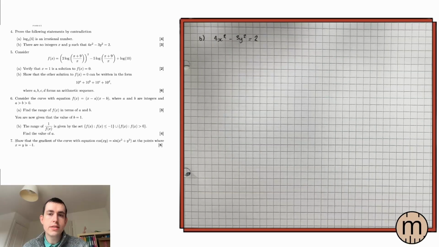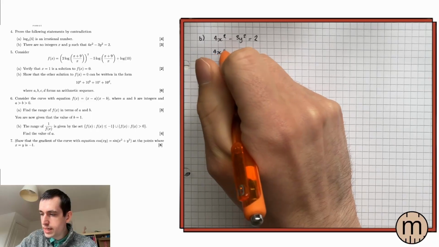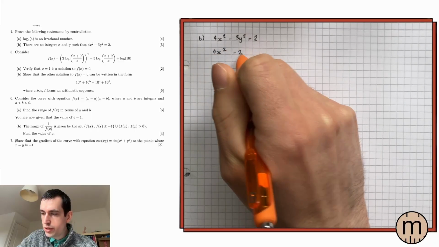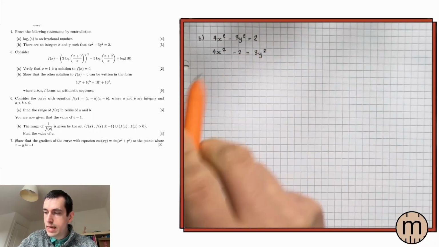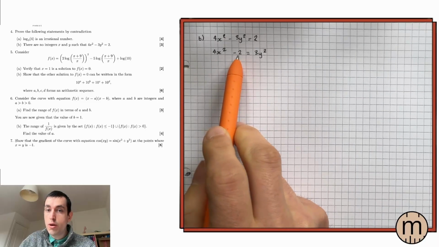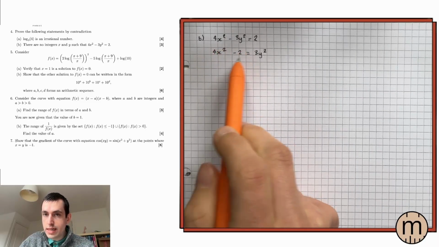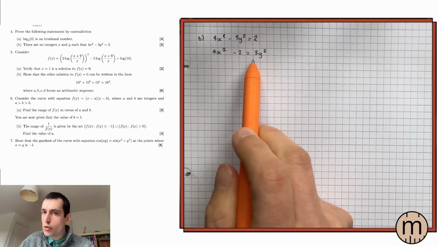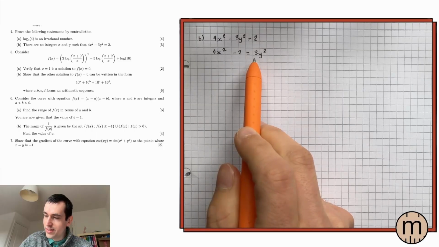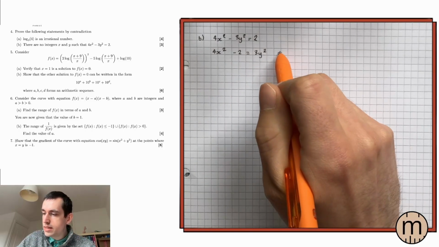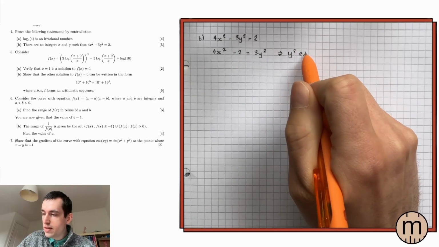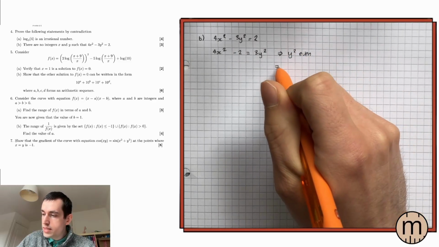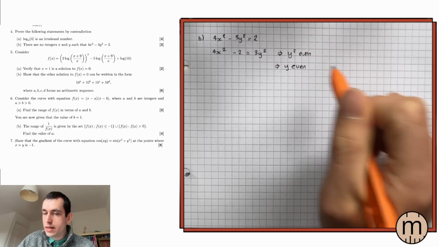But where's the contradiction going to come from? Well, what we have to notice for this one is that there are some even numbers and some odd numbers. So what I'm actually going to do is rearrange slightly and say 4x squared minus 2 is equal to 3y squared. Now, of course, 4 and 2 are both even, so this whole side must be even. But 3 is odd. Therefore, this implies that y squared itself must be even. And if y squared is even, then y is even.